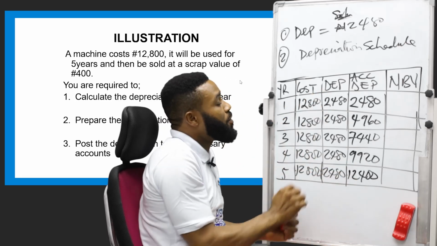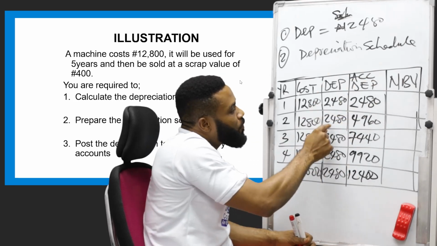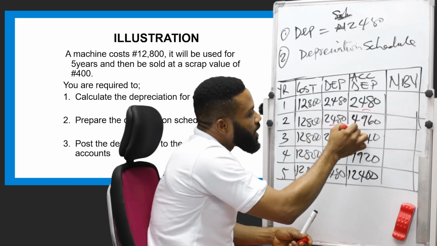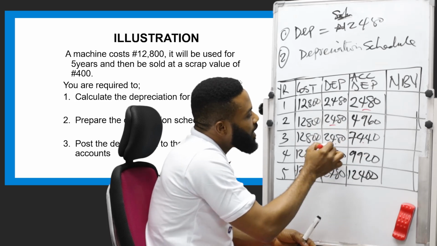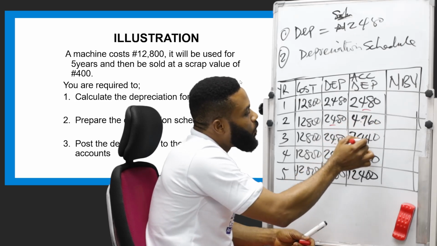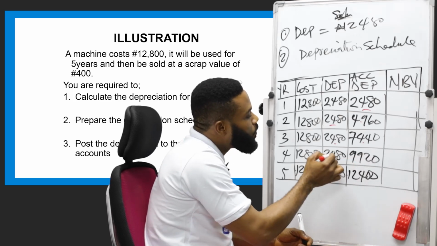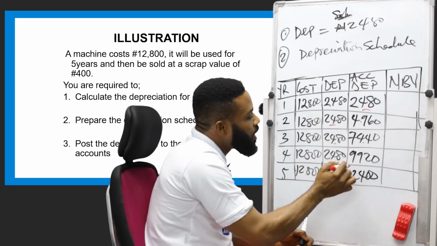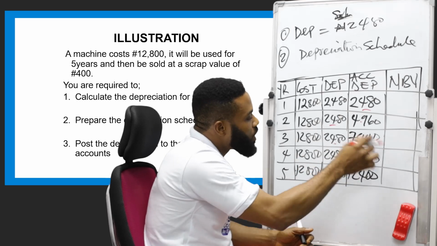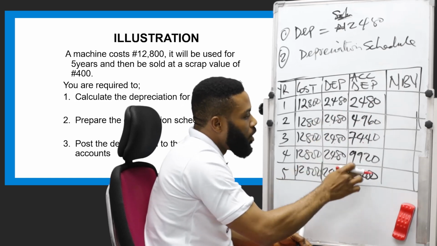Now let me go over it all over again. The beginning must be 2,480 because that's the first year. For the second year, you add here to get here. Add 2,480 to 4,960 to get 7,440. Then 2,480 to 7,440 to get 9,920. And then 2,480 to 9,920 to get 12,400. Now we have filled that column.